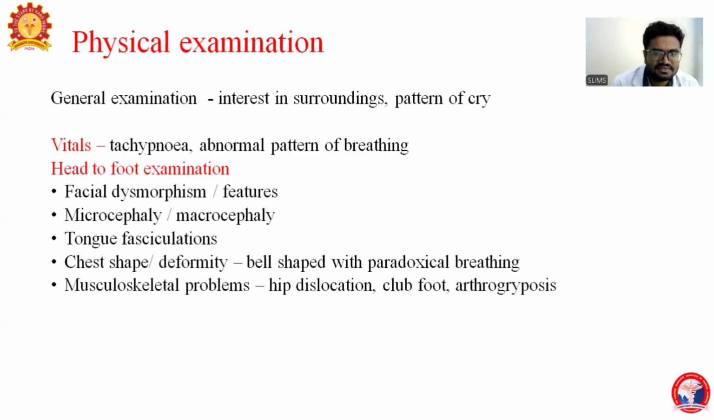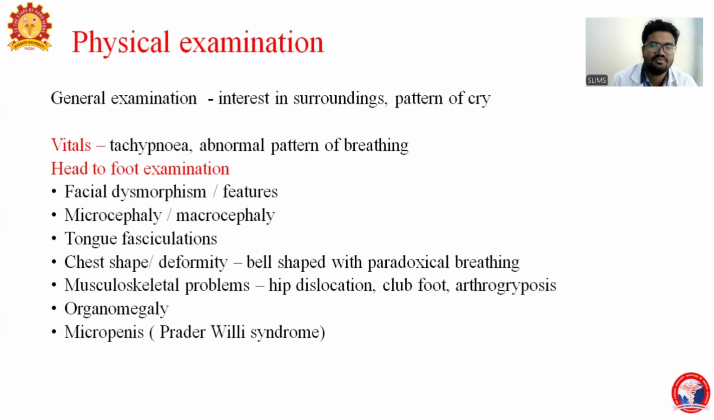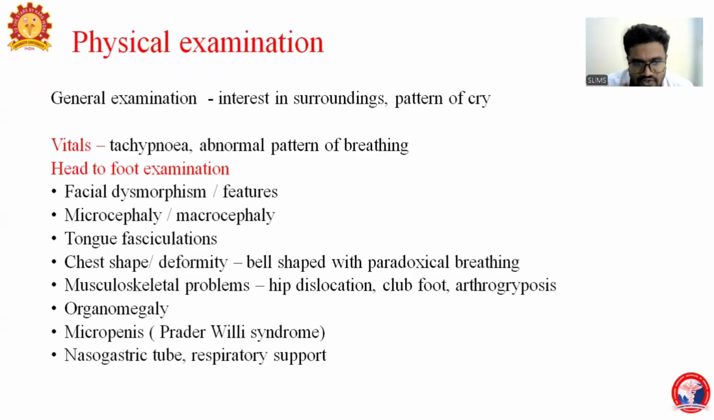Musculoskeletal problems like hip dislocation or club foot, because of this floppiness, have to be examined. Organomegaly: in inborn errors of metabolism and storage disorders, there will be associated organomegaly. Micropenis in Prader-Willi syndrome, and height has to be examined. Short stature is seen in Down syndrome and Prader-Willi syndrome. Also ask whether there is a history of nasogastric tube feeding, because these babies have poor swallowing reflexes and can have respiratory failure. So in the examination, the requirement of respiratory support and a history of continuous nasogastric tube feeding is very important.